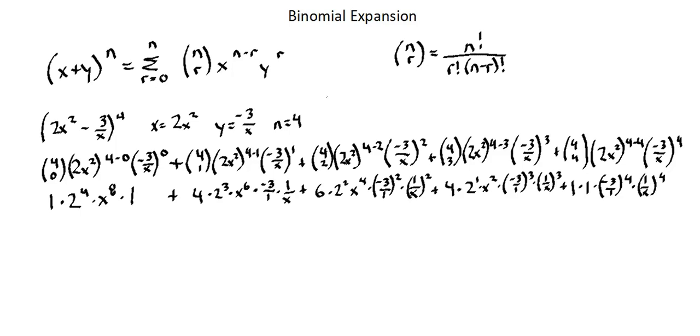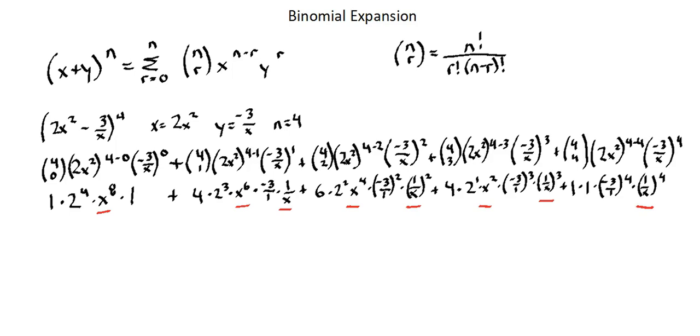Now my objective in this step was to clearly separate the constants from the variables. So I'm going to go through and mark and underline all of my variable components. X to the power of 8 in the first term, x to the power of 6, and 1 over x in the second term. x to the power of 4, and 1 over x to the power of 2 in the third term, x to the power of 2, and 1 over x to the power of 3 in the fourth term, and 1 over x to the power of 4 in the fifth term. And all other values are constants.